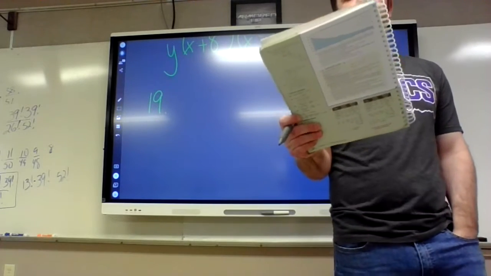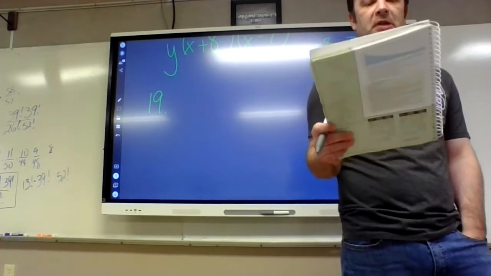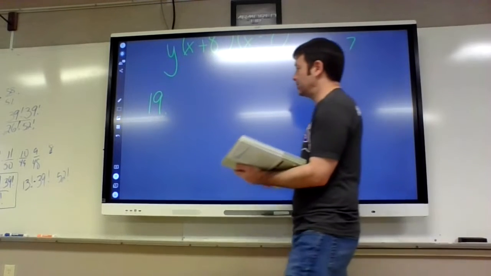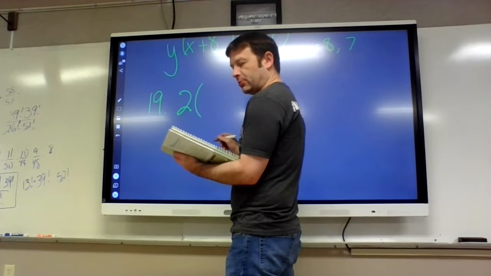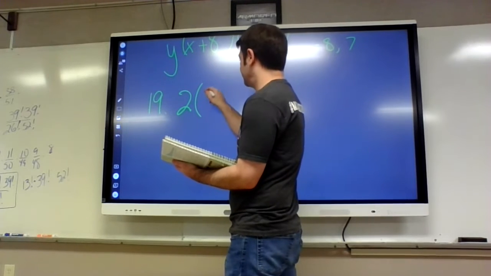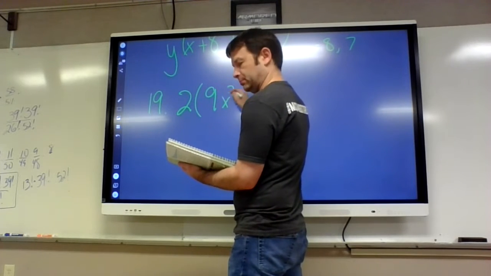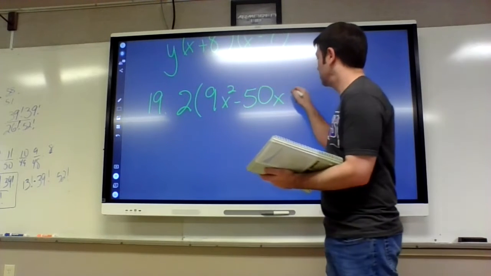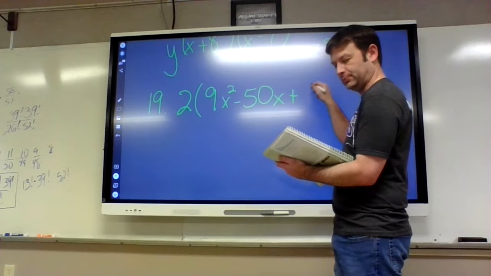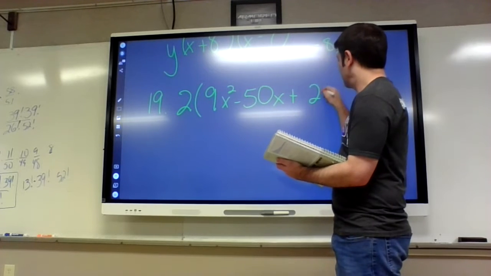Okay, number 19. What can go into all three of those? 2. That's right, because they're all even, right? Okay, what's left after we take a 2 out? 9x squared, 50x, and what's the last one? 25.